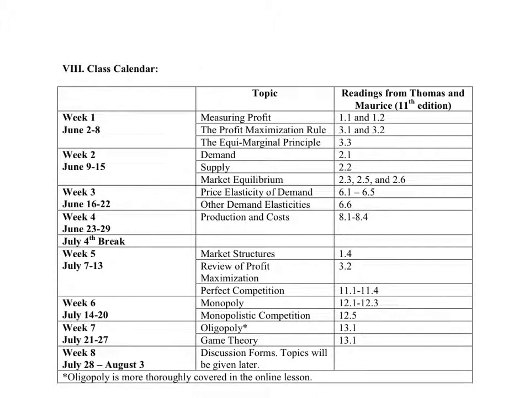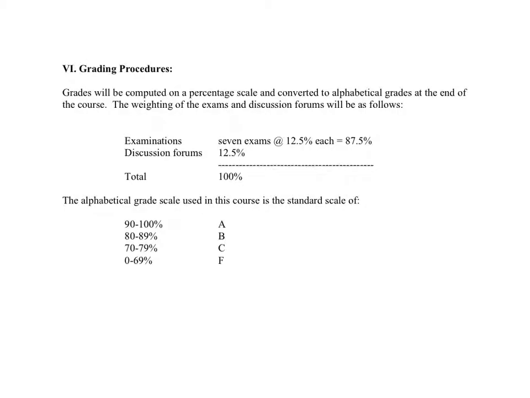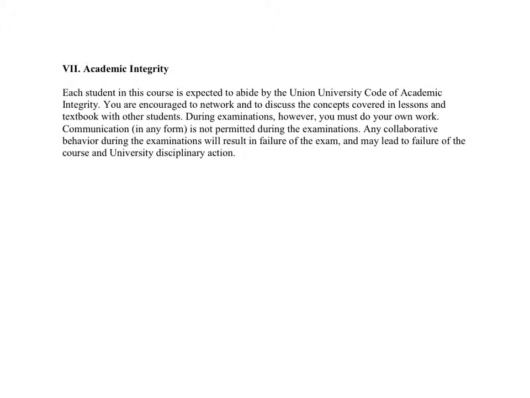So please read. The grading procedure, as we've already mentioned, there will be 7 examinations. Each one is 12.5% of your grade, and the remaining 12.5% will come from week 8, the discussion forums, for a total of 100%. So each exam is equally weighted. No exam is more important than the other. And then I operate on a 10 percentage point scale. To get an A, you have to have at least a 90% for the course.